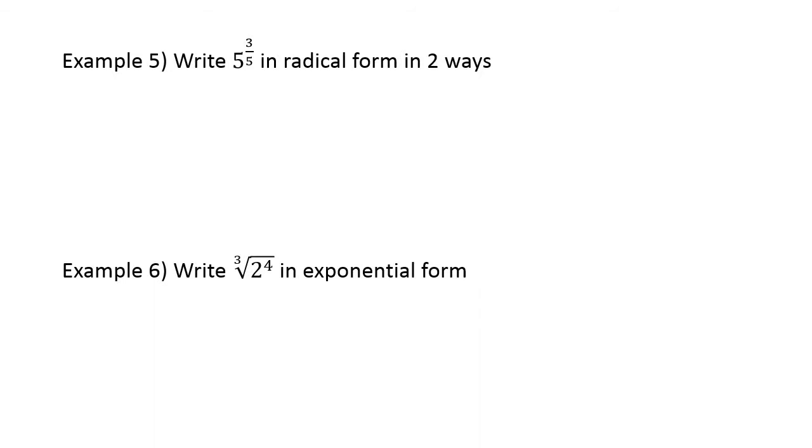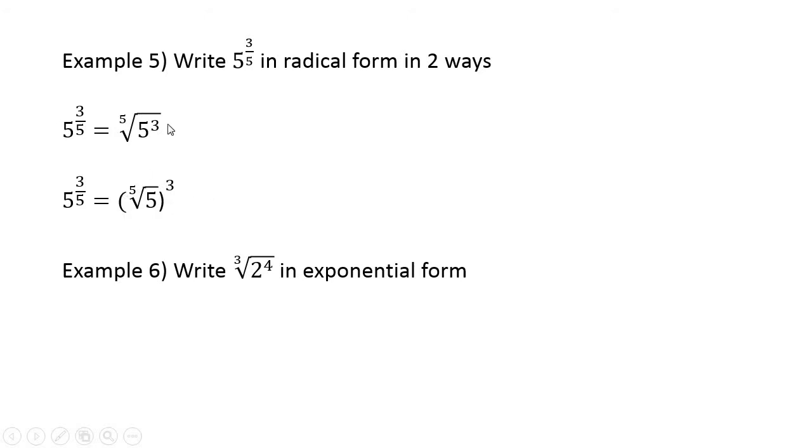Example 5. Write 5 to the 3/5 in radical form in 2 different ways. Okay, so going from exponential form now to radical form, our 5 becomes our index. The top of our fraction in our exponent becomes the exponent tied to the radicand. So that's one way. And then another way was just if you wanted to bracket this entire thing and just pull this cubed out from underneath. And that is also acceptable.